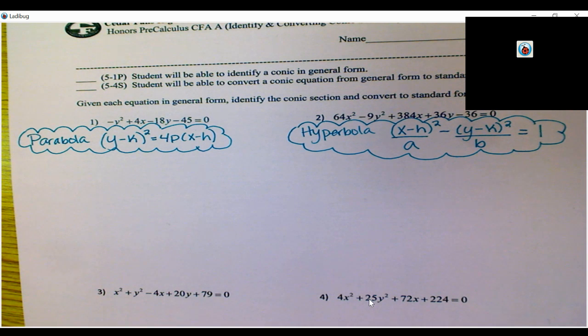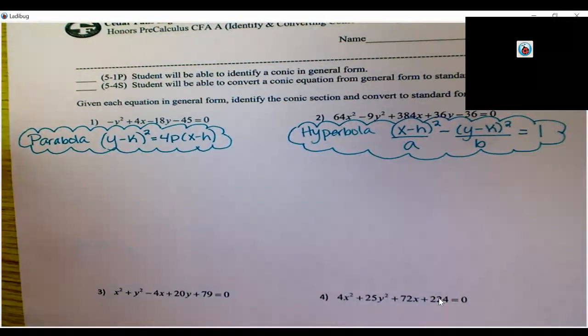All right, I'm going to go over these first two examples on the CFA just so you kind of get an idea of what your answers should look like. So this first one was a little bit tricky just because of some negatives, but for the most part, I think a lot of you understand the process of converting.